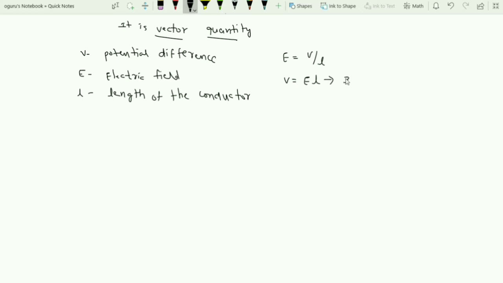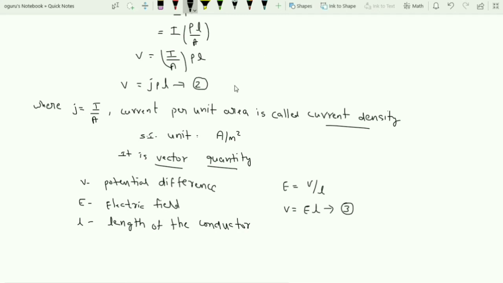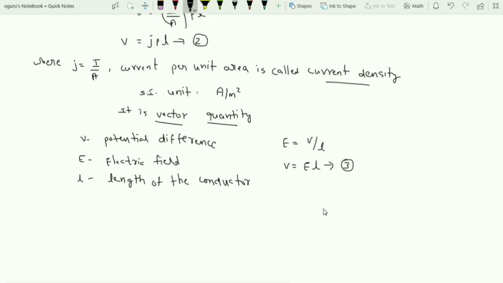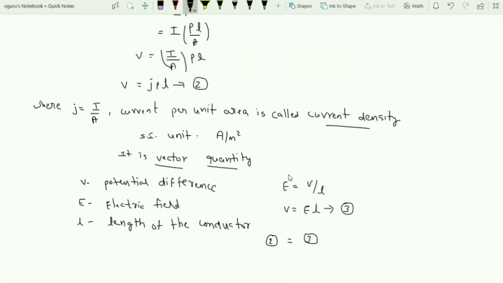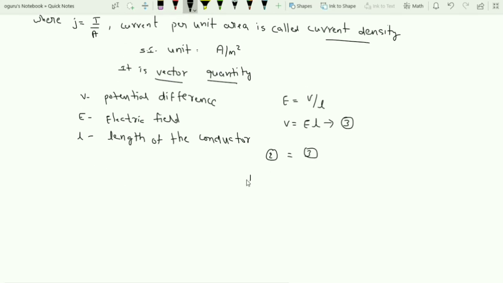So already we have considered equation number 2, that is V is equal to J rho L. And from equation number 3, V is equal to EL. Now if you equate the two equations, from equation number 2, V is equal to J rho L, that is equal to, from the third equation, V is equal to E into L. L cancels on both sides. Then after cancellation, we will get J into rho is equal to E.